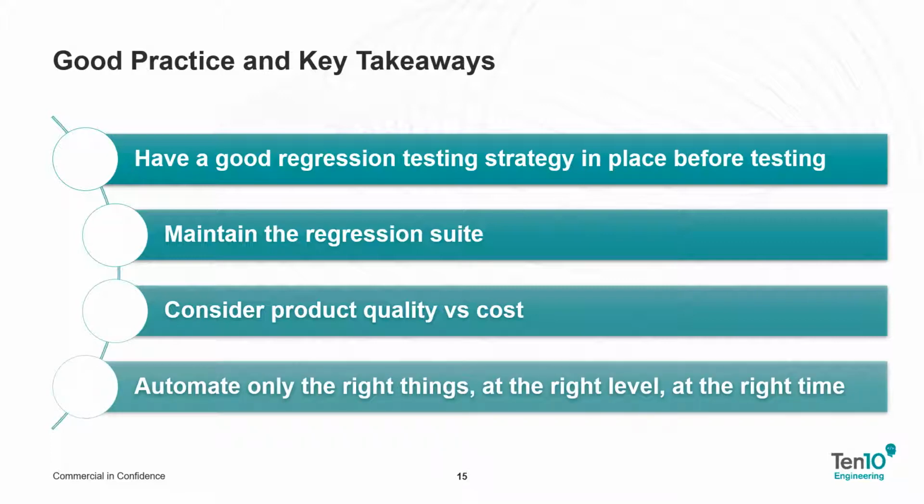Automate only the right things at the right level at the right time. This is something we like to promote here at Ten10. We automate the right things at the right level at the right time by using automation for predefined repeatable tests. We can greatly improve the accuracy, consistency and auditability of the testing and reduce the risks of costly human error.